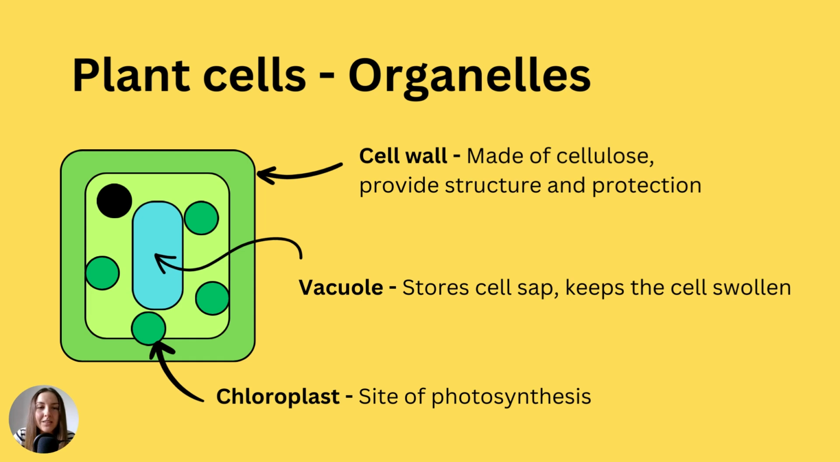Last but not least, plant cells also contain chloroplasts, and this is where photosynthesis happens. Photosynthesis is a reaction that uses light energy to fuse carbon dioxide and water molecules together, and that chemical reaction produces a product called glucose, which can be used by the plant in various different ways.